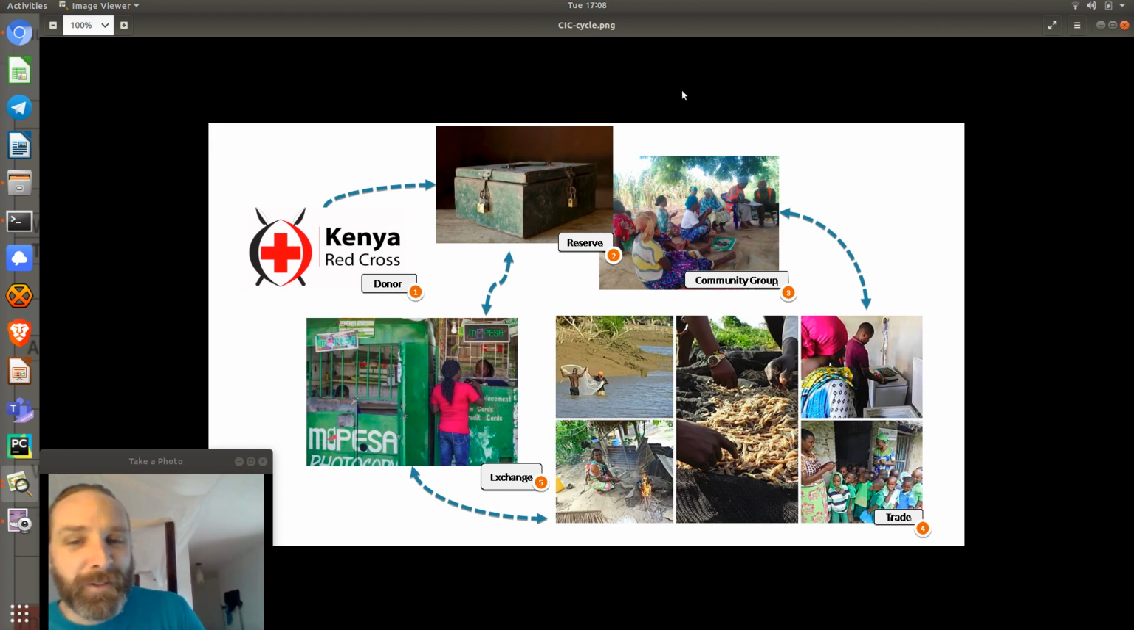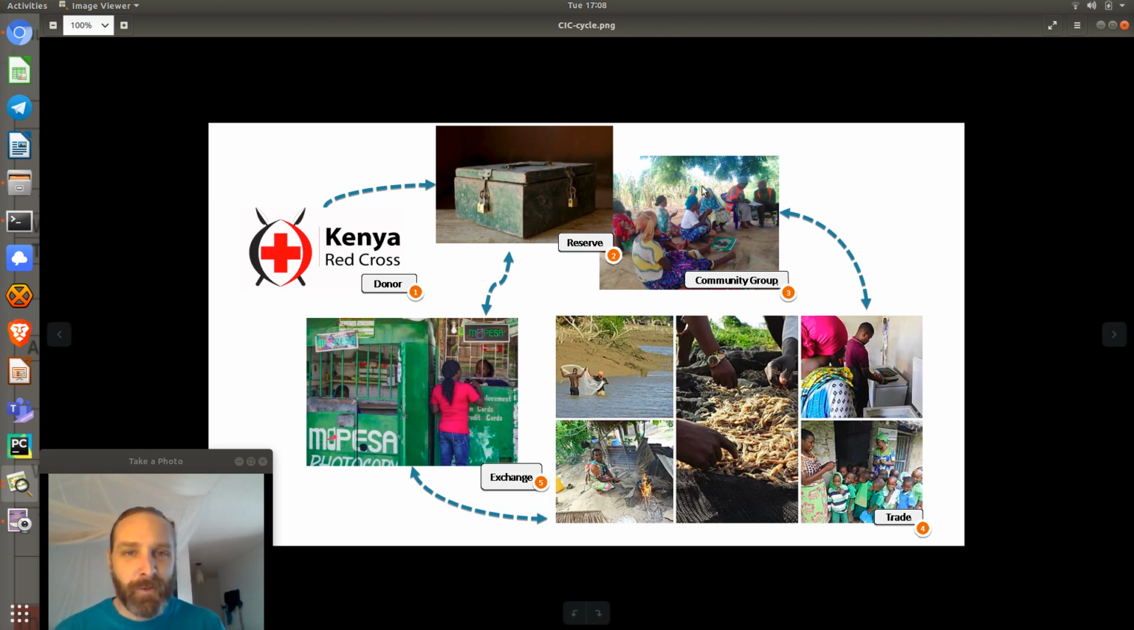Today we are going to go over the general flow of the community inclusion currency system, and we're also going to go through a playable demo of how that can work, and you can actually do it yourself as well. So just to start out with, this is an overview reminder of how the system works.